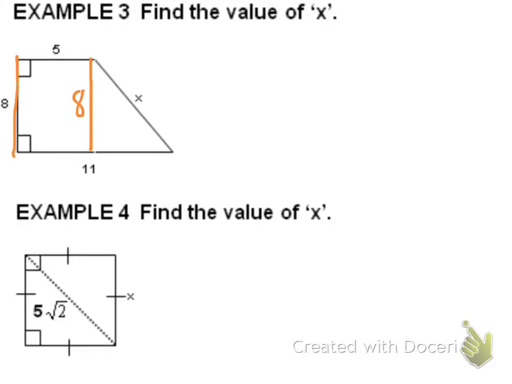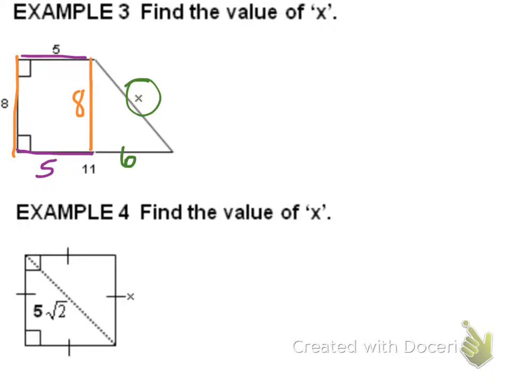Okay, and then I look at where the 5 is. I know that this piece across from it is 5, and I know that whole piece down there is 11, which means the piece that is missing would be 6 right here. And now I can find x because I have these two legs of this right triangle.